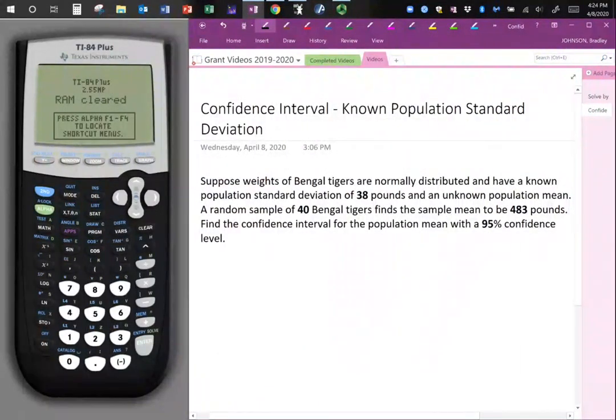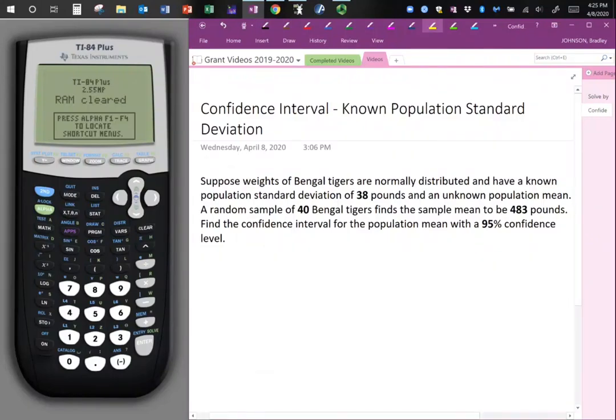Hello, I will show you how to make a confidence interval when we know the population standard deviation. So here's my example. Suppose weights of Bengal tigers are normally distributed and have a known population standard deviation of 38 pounds and an unknown population mean. A random sample of 40 Bengal tigers finds the sample mean to be 483 pounds. Find the confidence interval for the population mean with a 95% confidence level.